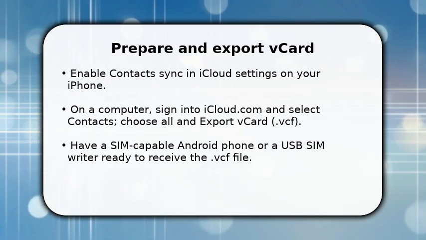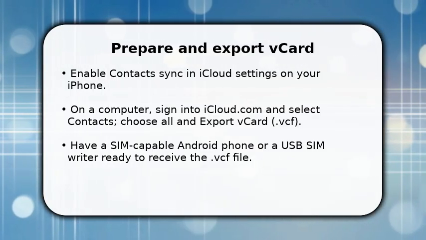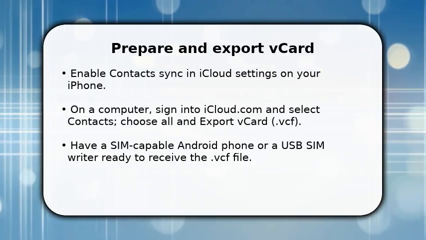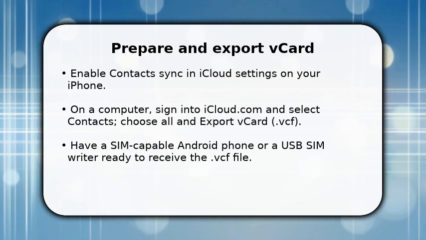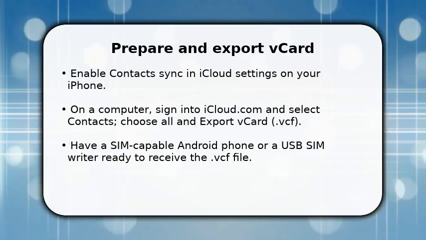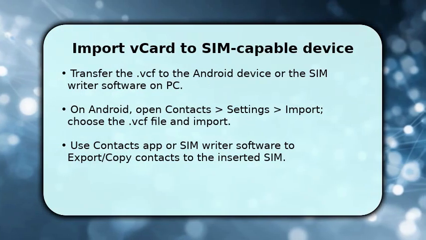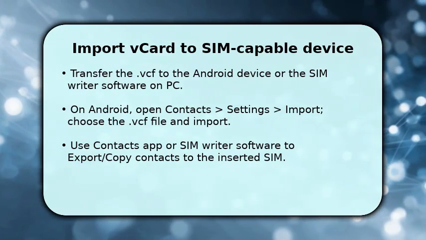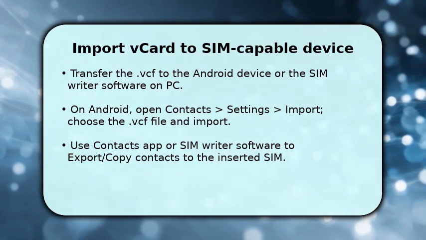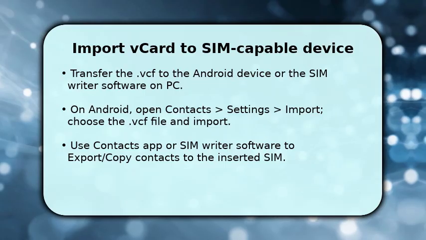Save that file locally. Once done, transfer the VCF to an Android device or to a computer that can access a USB SIM writer. This is necessary to move contacts onto the SIM card. Now import the exported VCF file into a device that can write to SIM. Transfer the file to an Android phone or open your SIM writer app on the computer.